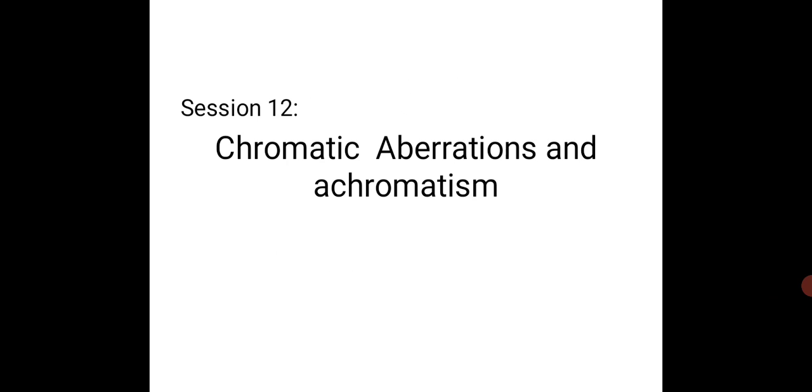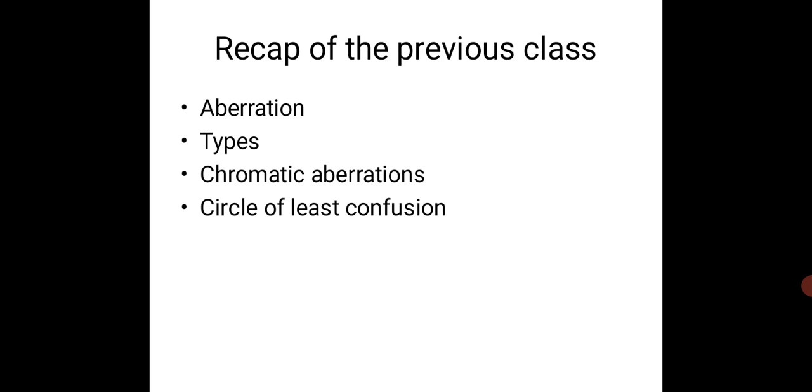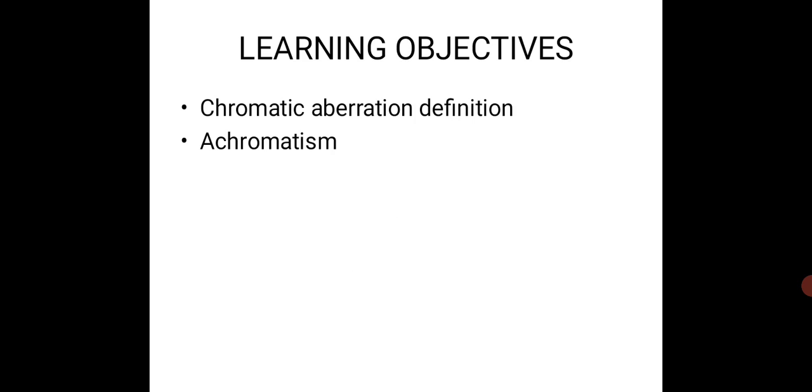During last session number 11, we learnt about what is aberration, what are the types of aberration, monochromatic aberrations and circle of least confusion.